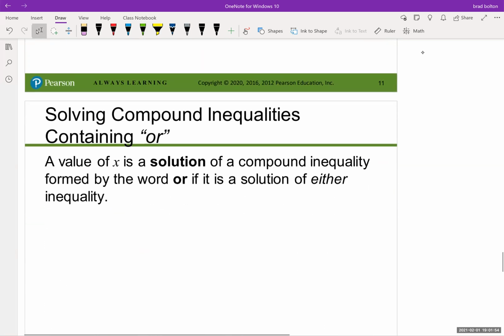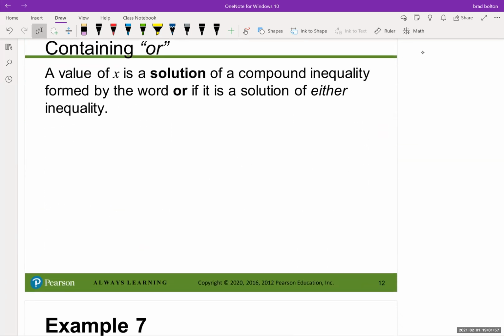So solving compound inequalities containing "or": a value x is a solution of a compound inequality formed by the word "or" if it is a solution to either inequality. So it doesn't have to be in A and B. It only has to be in one of them. You don't care which.